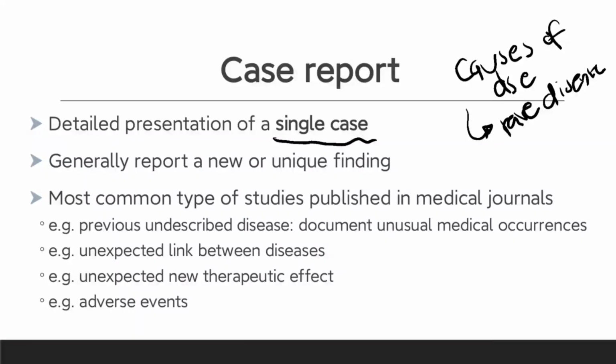No? Most common type of studies published in medical journals. For example, yung mga previous undescribed disease, so document unusual medical occurrences, unexpected link between diseases, no? Uy, si disease A pala, may kinalaman kay disease B, no? Parang ganun, no? Unexpected new therapeutic effect, and lastly, adverse effect.